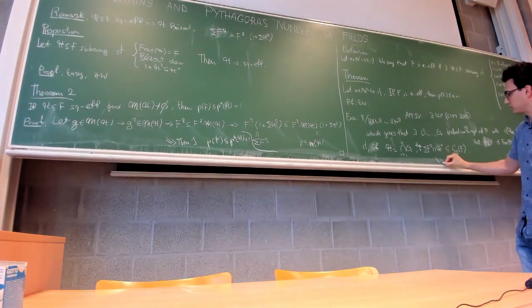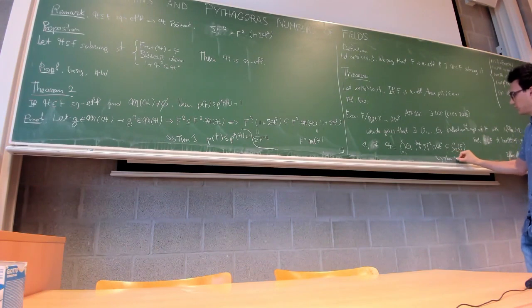So our theorem 3 will show that the Pythagoras number of F is at most 2 plus 1, which is 3. Good. I stop here.